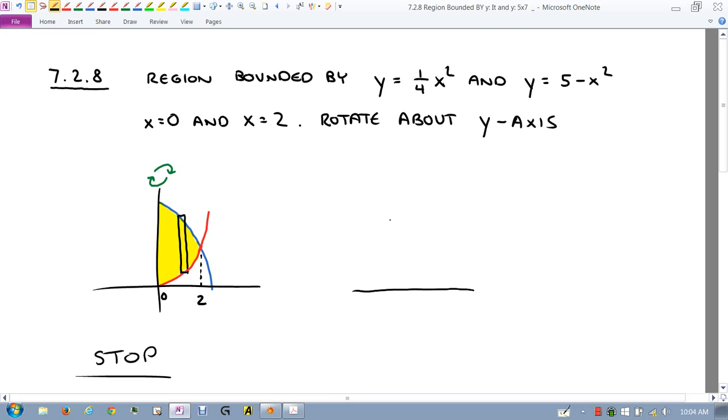If you want, you could draw out your axis of rotation over here, kind of like we've been doing. You could draw your rectangle. You could draw your function on bottom, function on top. You can measure out your distance from here to here being x. And then you do your little rotation.